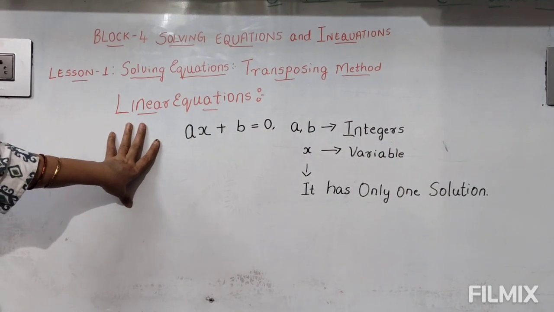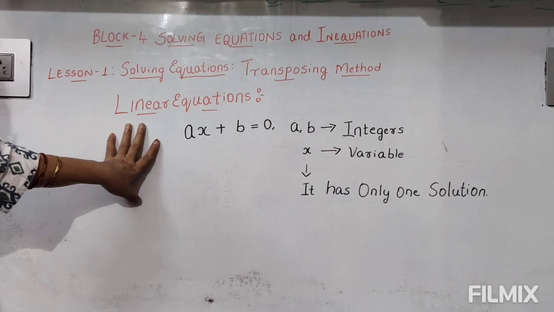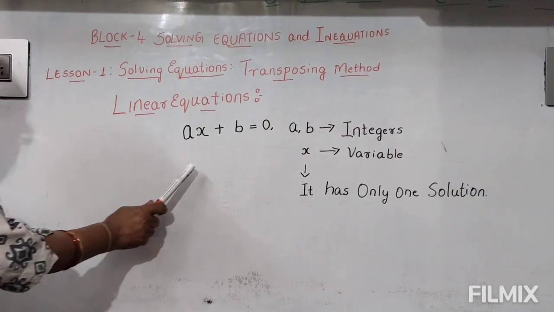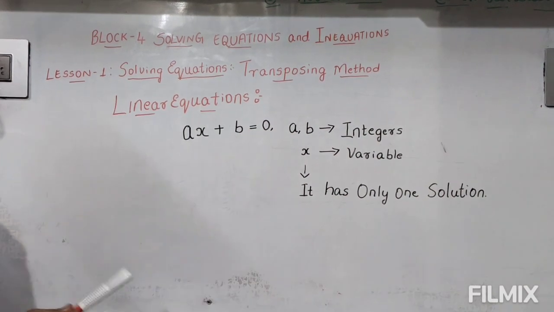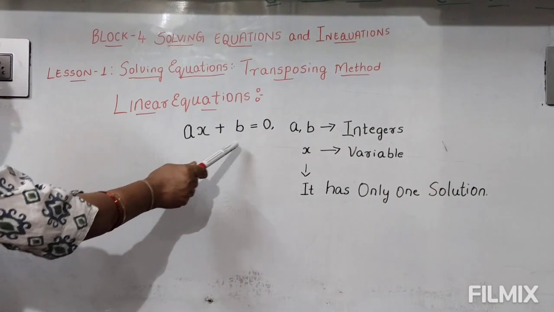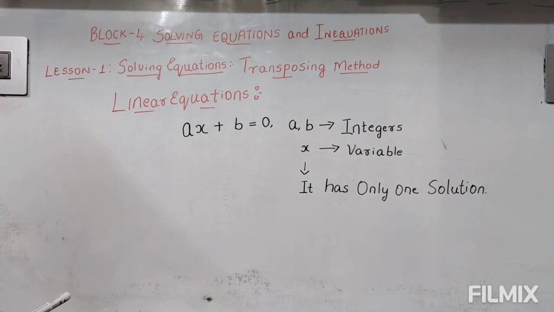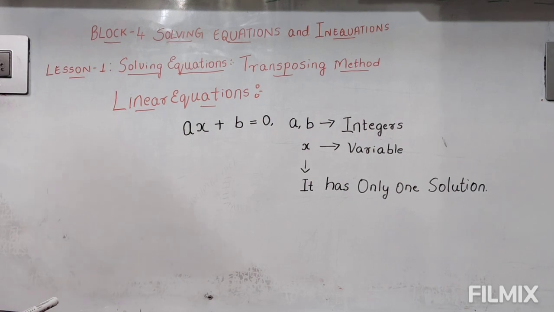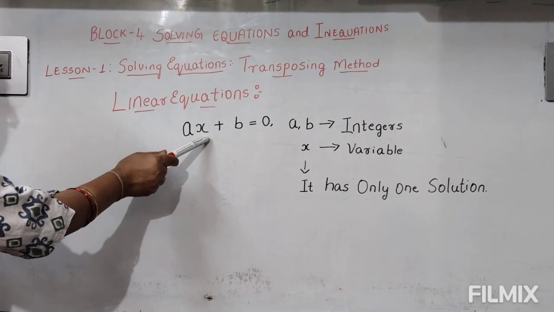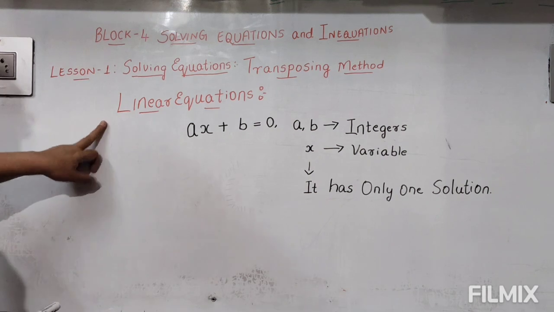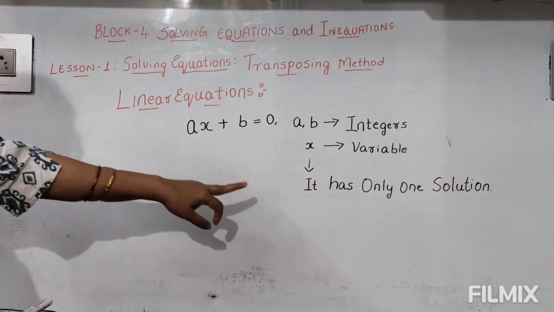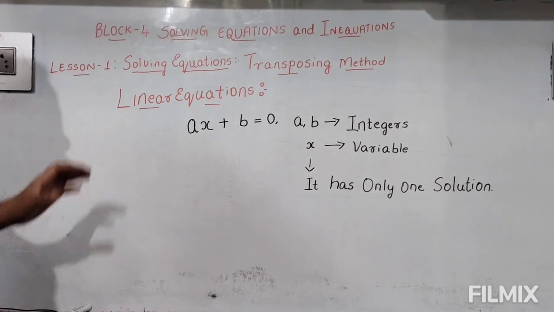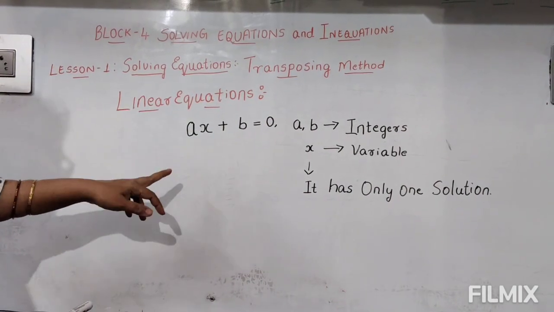So, linear equations are those equations which are expressed in the form of ax plus b equal to 0, where a and b are integers, x is the variable. See, this linear equation has only one solution, because x is a variable, you're finding the solution for x.